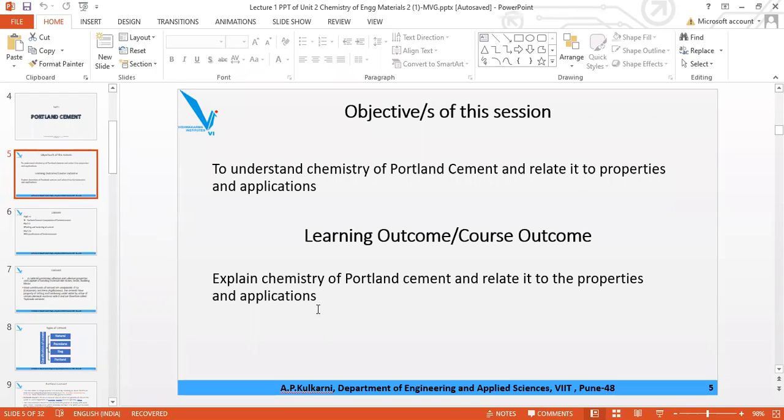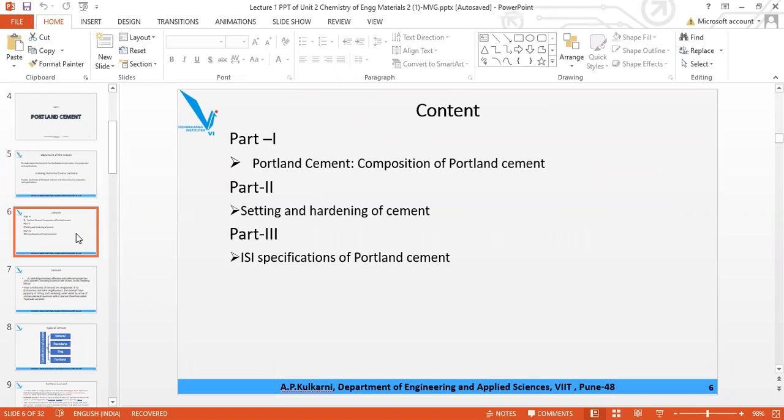Now these are the objectives. We have to study the chemistry of this and the properties and application. First, we will see composition. Second, we'll see what is setting and hardening. And third, we will see what is the ISI specification of the cement.